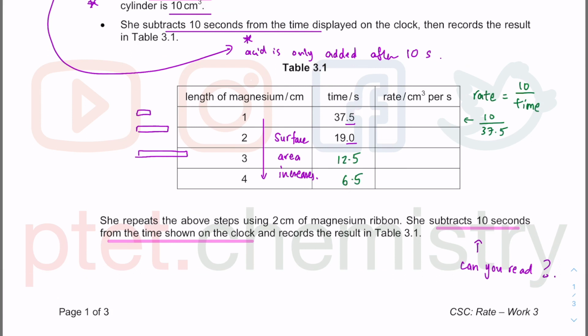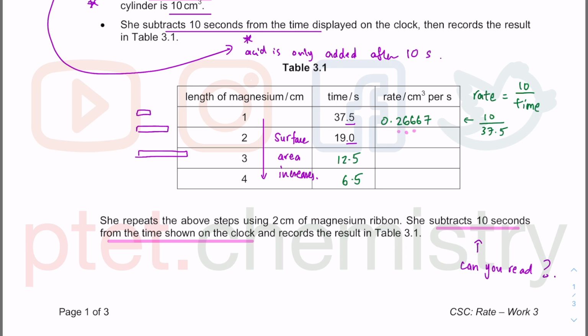6.5 is 2 significant figures. 2 or 3 significant figures, or 1 decimal place, would be okay. 10 divided by 37.5. What I get on my calculator is 0.2667. There are too many numbers. It's impossible for you to write everything. It's not sensible. So what we do is we read 1, 2, 3 significant figures, or we can do 2 significant figures.